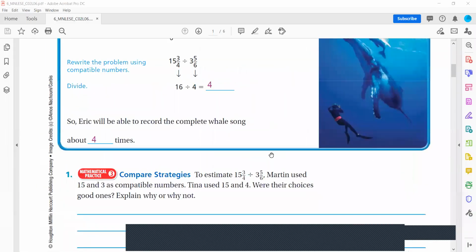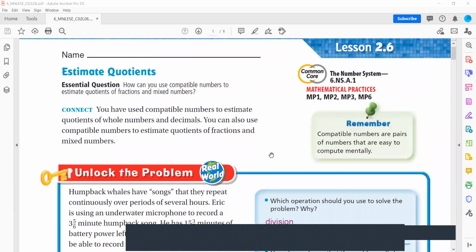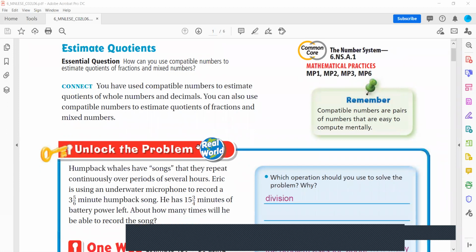This is actually the same lesson we were doing yesterday. We will continue lesson number 2.6, estimate quotient. Girls, when I say estimate, you can have different answers because everyone will round in some way. Some will use compatible numbers and some will use nearby numbers, rounding to 100 or 10.